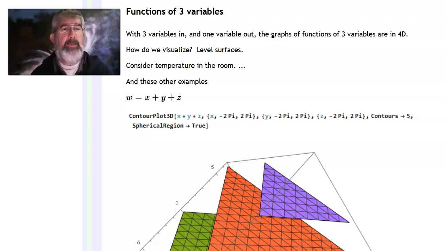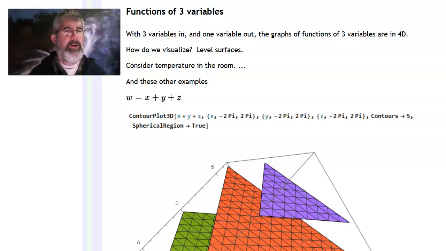You could pick any particular temperature and say, give me all the spots in the room where it's exactly that temperature. And you'll have some weird shape. Those shapes are not curves, they're surfaces. There'll be a whole surface of points. And so rather than calling them level curves, I call them level surfaces. So a function of two variables has level curves in the plane. A function of three variables has level surfaces in space.